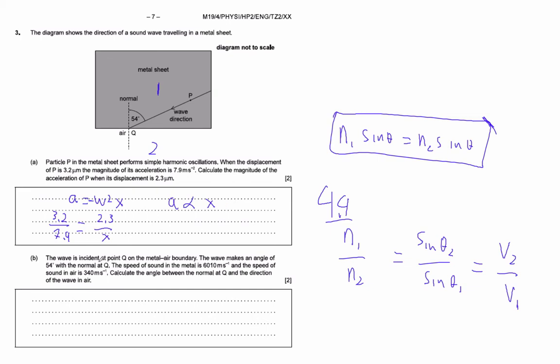So theta 1 is 54. Theta 2 is what we're trying to figure out, right? v1 is 6,010 meters per second, and v2 is 340. Okay. And now keep in mind that this is going to be a heck of a refraction angle. It's going to be very close to just coming straight out of that thing.